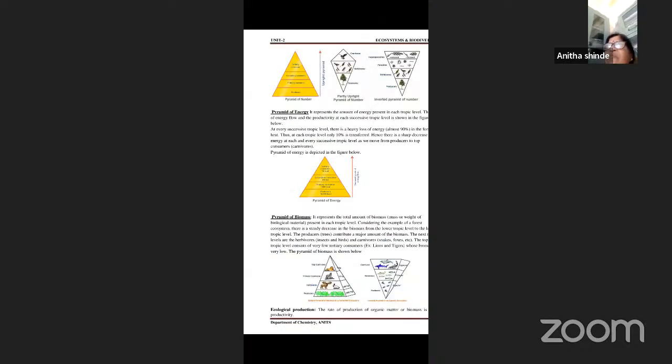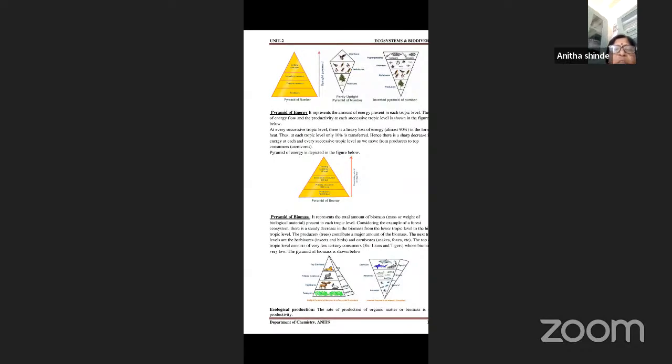Okay. Now, in one way, what we can say is that at every trophic level, not only is there a decrease in the energy, there is a decrease in the number, and also there is a decrease in the biomass. So based on this, they have represented the trophic levels in the form of three pyramids. They are called pyramid of number, pyramid of biomass, and pyramid of energy. Okay, so this is about the flow of energy.